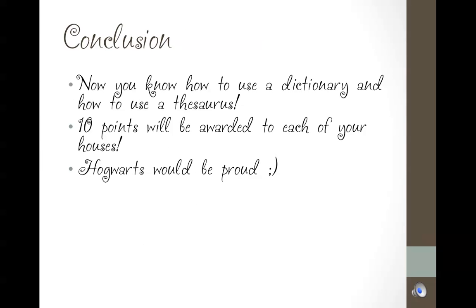You all did a fantastic job. Now you know how to use a dictionary and how to use a thesaurus. You have mastered the dictionario and thesaurify spells and are all top witches and wizards. Hogwarts would be proud. I know I am. Whether you are a Gryffindor, Hufflepuff, Ravenclaw, or Slytherin, 10 points will be awarded to each of your houses. Please practice your spells and keep practicing using the dictionary and thesaurus. I hope you all had fun!